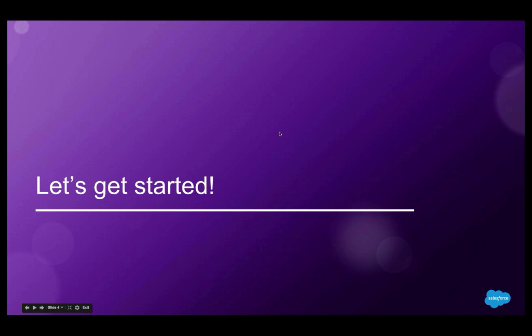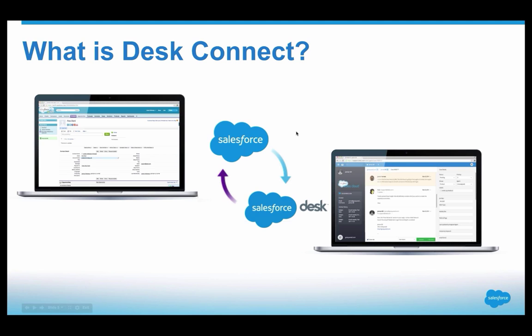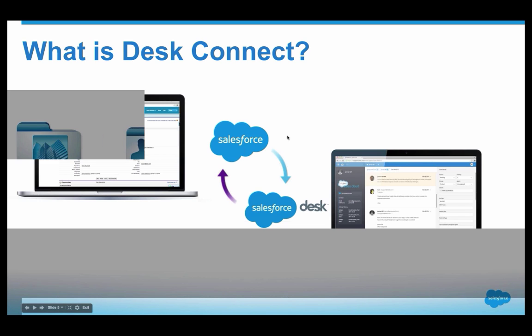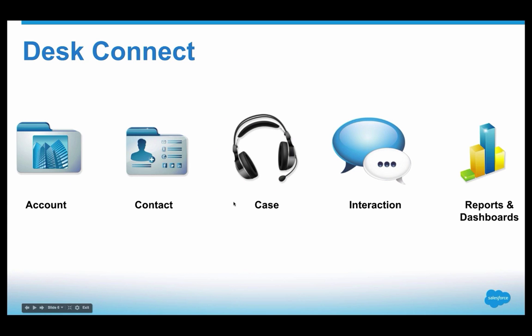So let's go ahead and first begin by talking about what Desk Connect is. Desk Connect is the full bidirectional sync between Desk and Salesforce. Next slide here. Now, by default, out of the box, Desk Connect is going to sync with three main CRM objects between Desk and Salesforce, meaning the case, the contact, and the account.